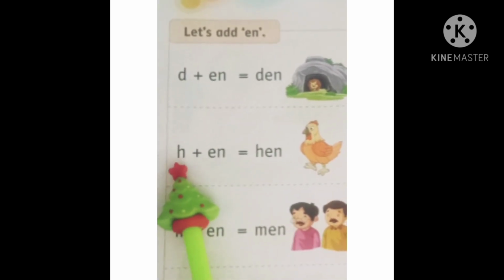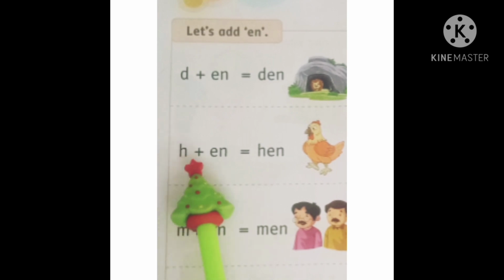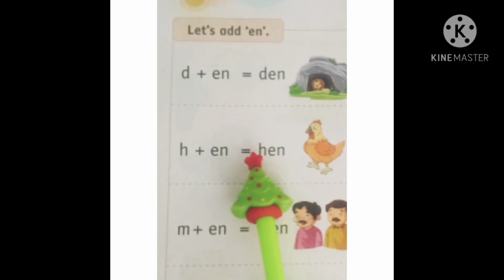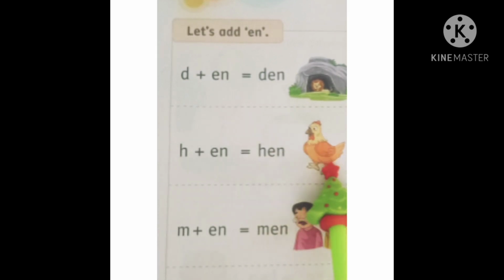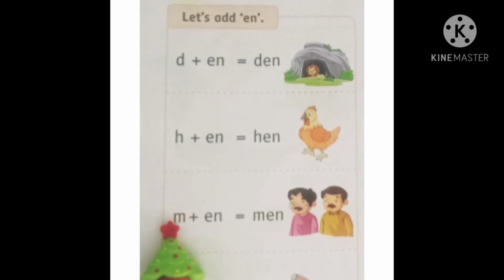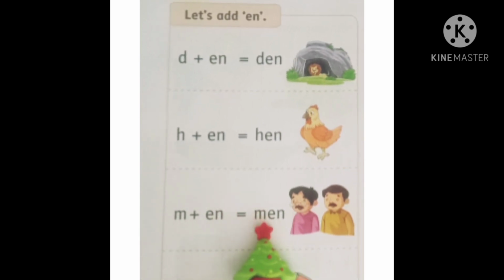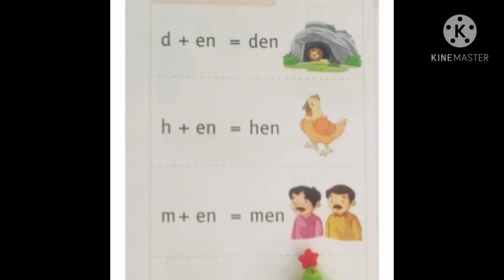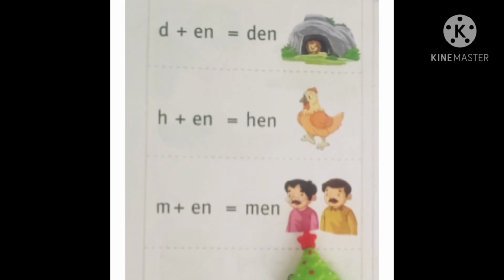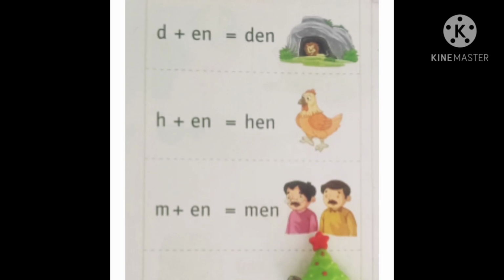This is letter H. H says h. Add eh, n, en. It makes the word h, eh, n, hen. Hen means it's a female bird. This is letter M. M says m. Add en. It makes the word men. Children, two or more than two male persons are called men. It is the plural of man.